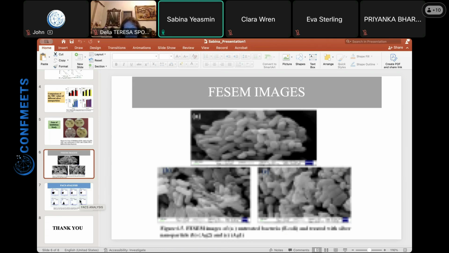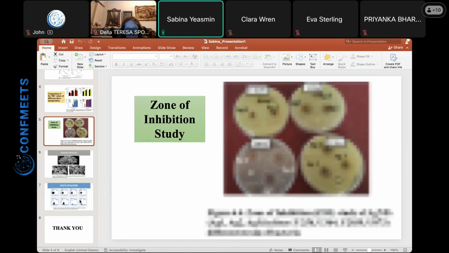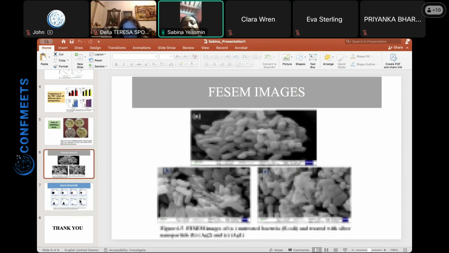Now, Monamika, can you please go ahead to the facts result? Yes. Epichem images, no, not the facts, epichem images, please. Epichem, yes, this epichem images. No, this is zone of inhibition study. This is already done. Epichem images, yes. Thank you, Anamika. I get the slide.